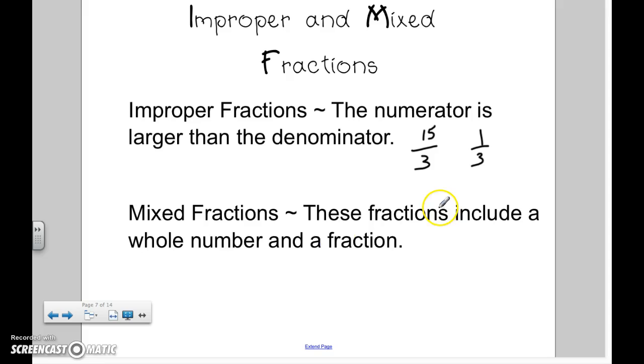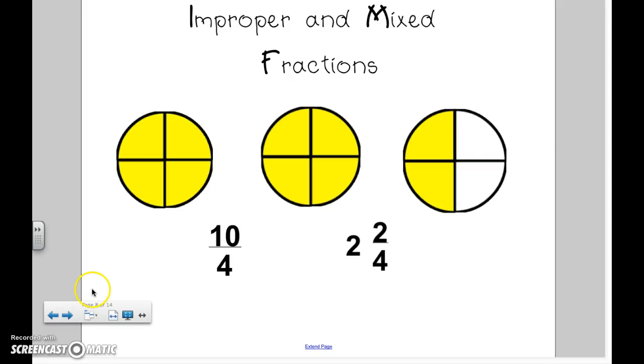Mixed fraction. These fractions include a whole number and a fraction. That's why they're all mixed up, because I could say this. 2 and 1/3. Well, that's a mixed fraction because it's mixed up because it has a whole number and a fraction. If I wanted to show a non-example, I could say 2/8. That is a non-example. So where it says mixed fraction, write down this definition. Where it says improper fraction, write down this definition. Pause, and I'm going to move on.